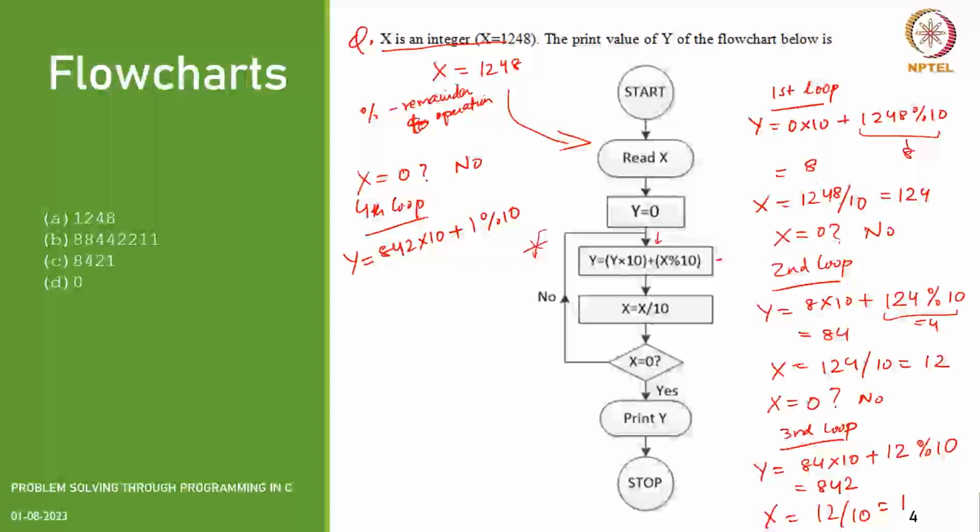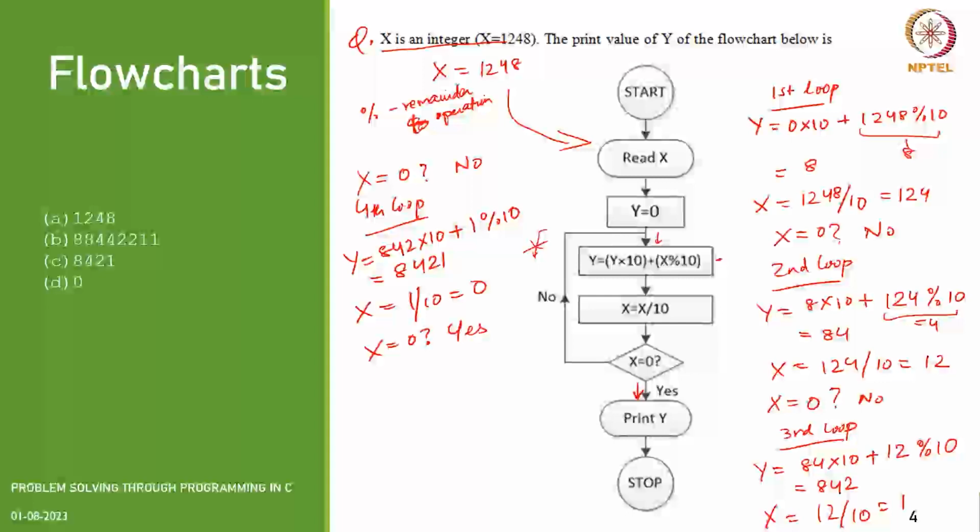Because the quotient will be 0. Ideally, if you divide 1 by 10, what should it be? It should be 0.1, right? So the quotient is 0, the remainder is 1, so this will still be 1, and this will be 8421. Now x is 1 divided by 10, and this will become 0 because it's an integer. It's 0.1, the digits after the decimal are ignored, so you have x equals 0. Now when the condition x equals 0 is evaluated, yes, it's 0. So now the flow of the program comes in this direction, and it prints y.